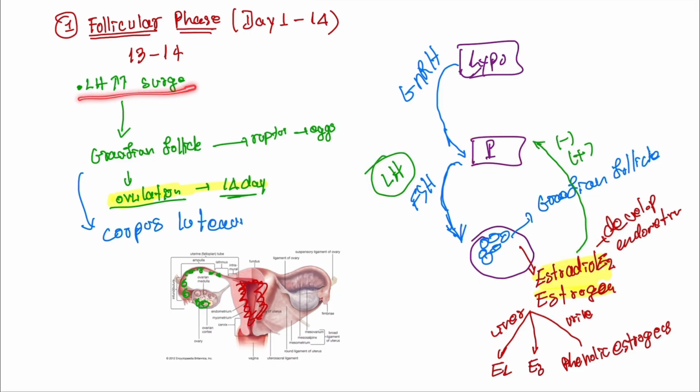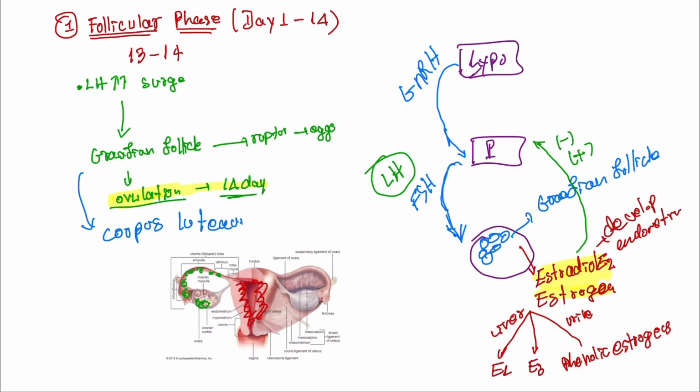The significant increase of LH triggers the Graafian follicle to rupture and release the mature egg (oocyte) into the fallopian tube. After it releases the mature egg, the Graafian follicle becomes the corpus luteum. The process in which the Graafian follicle releases the mature egg is called ovulation. Ovulation usually happens on day 14. Okay, so those are all the mechanisms that happen in the follicular phase.